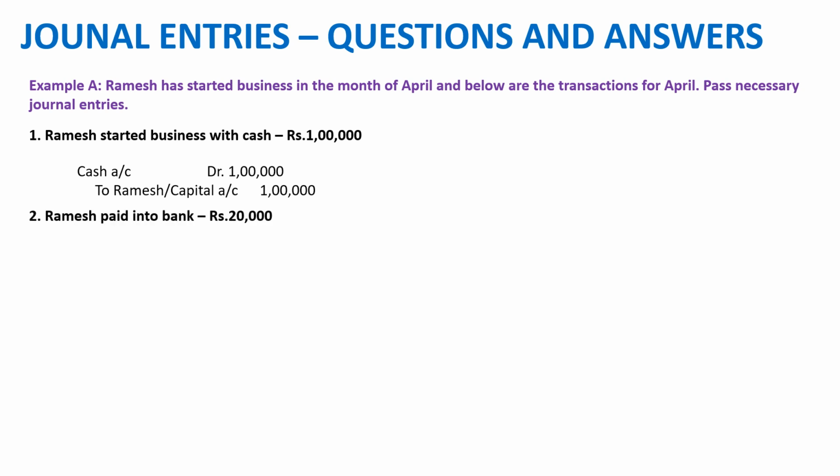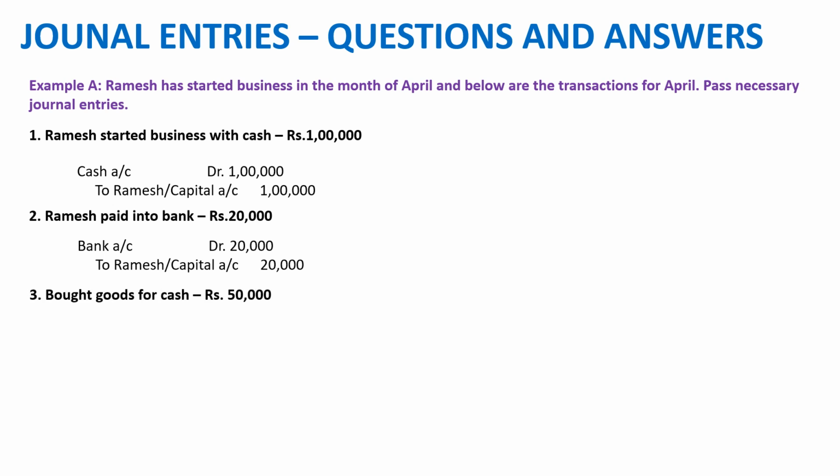Second transaction, Ramesh paid into bank 20,000 rupees. So he has given cash of 1 lakh, and at the same time he is also putting 20,000 rupees into the bank account. Here the bank account is a separate asset, right? So bank account will be debited 20,000 to capital 20,000.